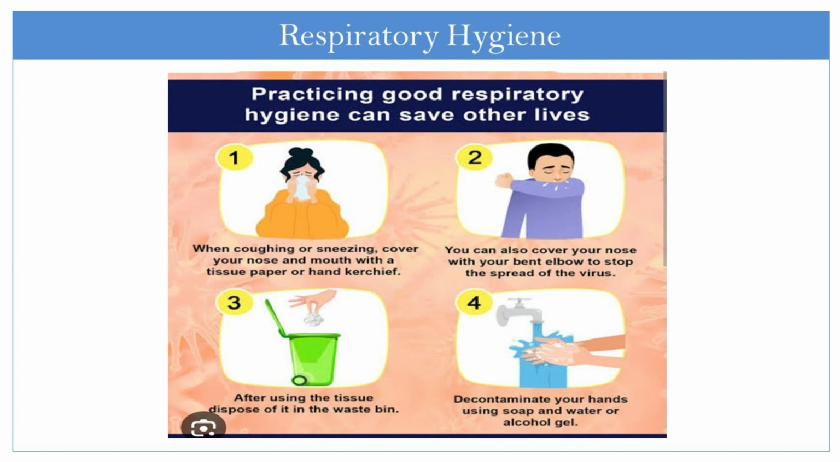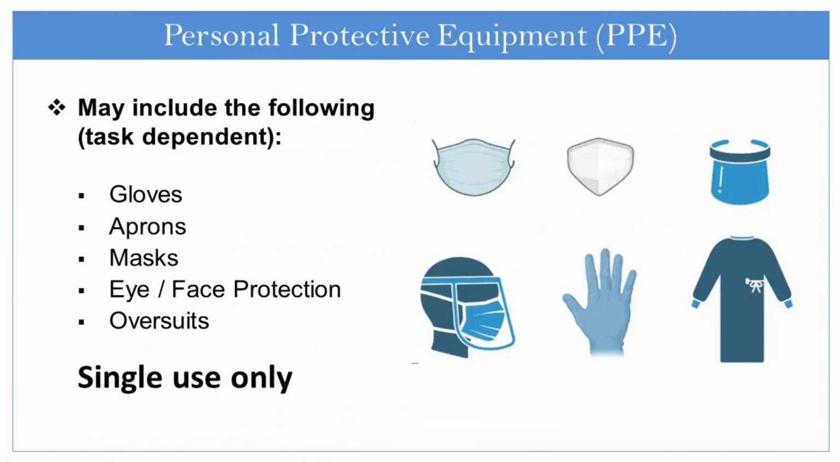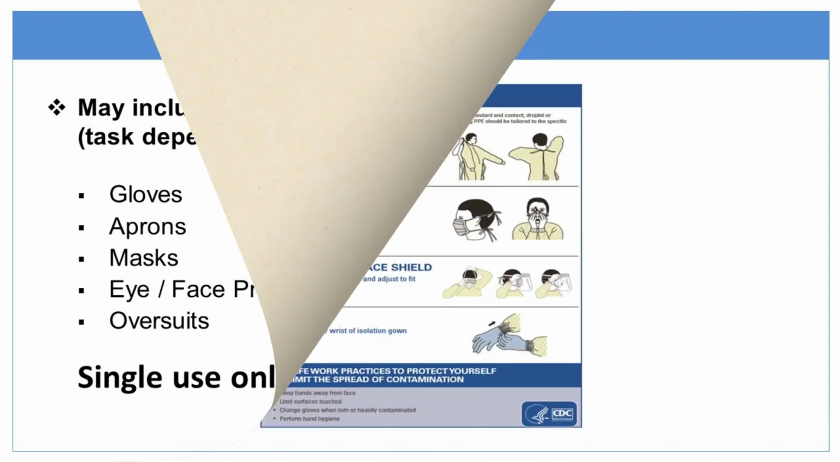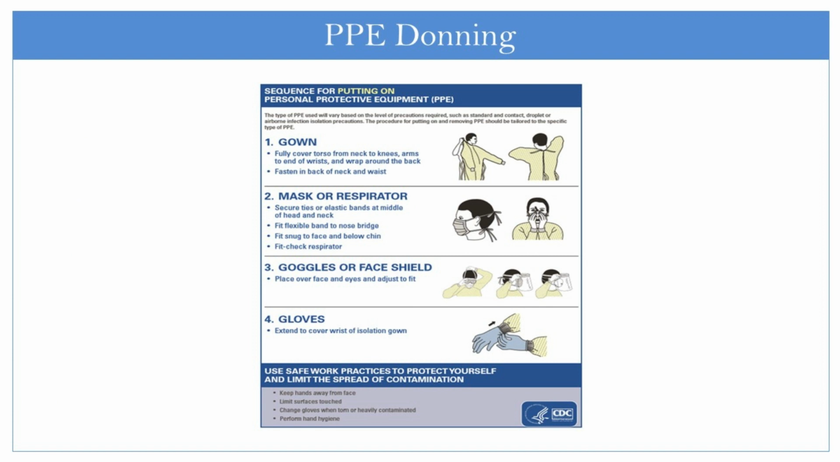Personal protective equipment may include the following, task dependent: gloves, aprons, mask, eye protection, face protection, and oversuits, and they should be single use only. This is PPE donning. First you put on the mask, the gown, then the footwear, then the eye protection, and lastly the gloves should be put on. When you put on the PPE, this is known as donning.